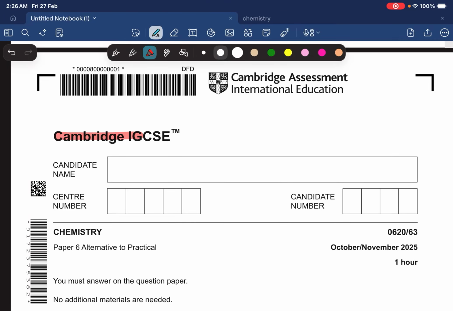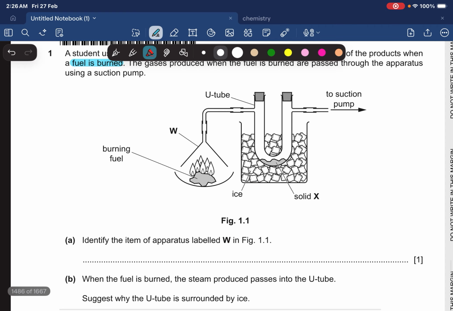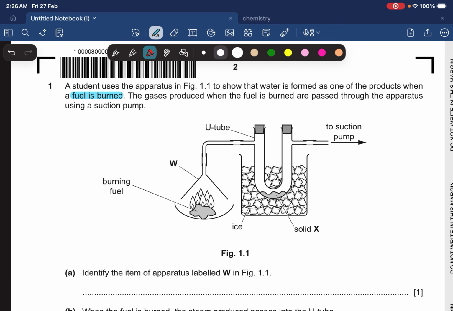We're going to be solving Cambridge IGCSE Chemistry Paper 6 Alternative to Practical October-November 2025 Paper 63. The first question states that a student uses the apparatus in figure 1.1 to show that water is formed as one of the products when the fuel is burned.